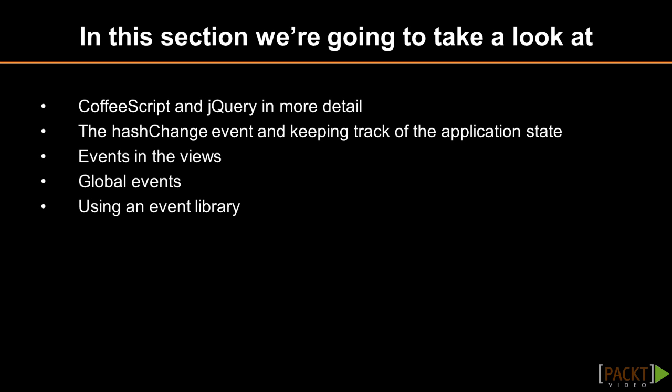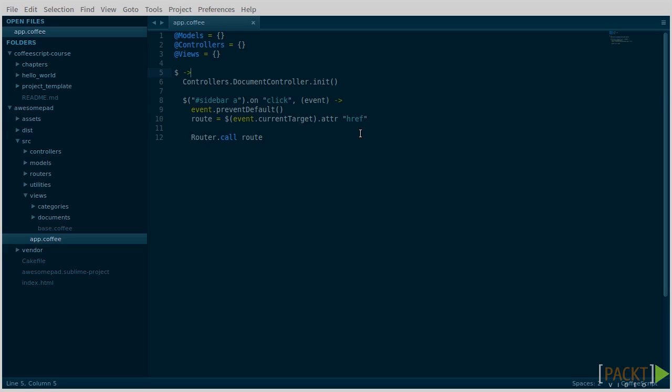First off, we are going to take a better look at using CoffeeScript with jQuery. Because we are using a lot of jQuery to perform DOM manipulation, inject our templates and bind events, it makes sense to begin with it. Let's take a look at the file that initiates the application. Aside from declaring our global namespaces, which are later used by our classes and controller initialization, there is the function that binds click events to the links in the sidebar.